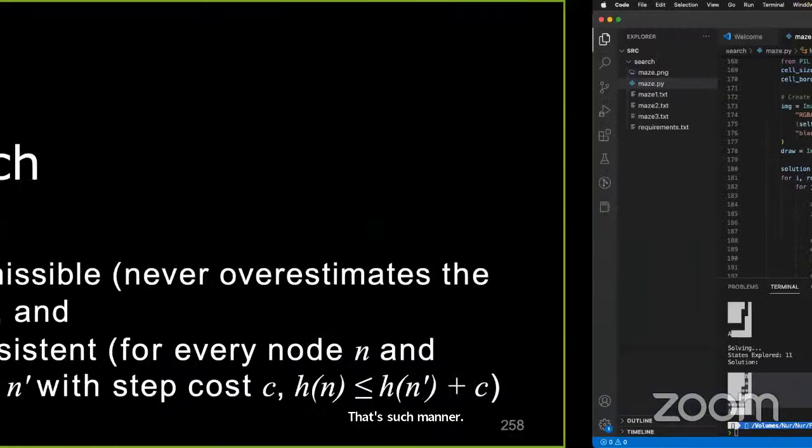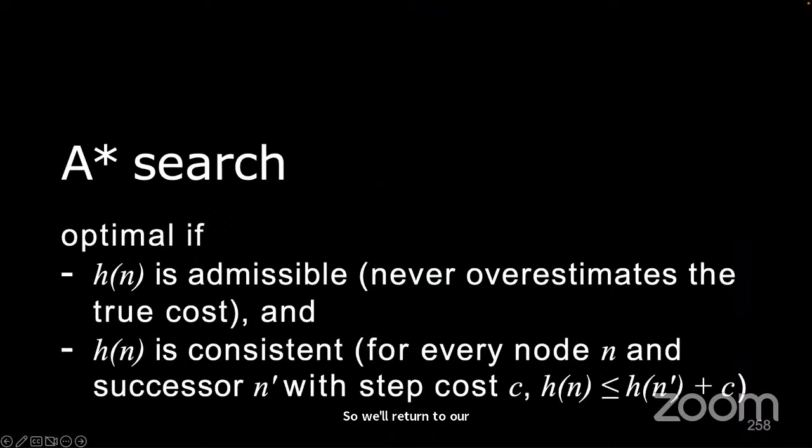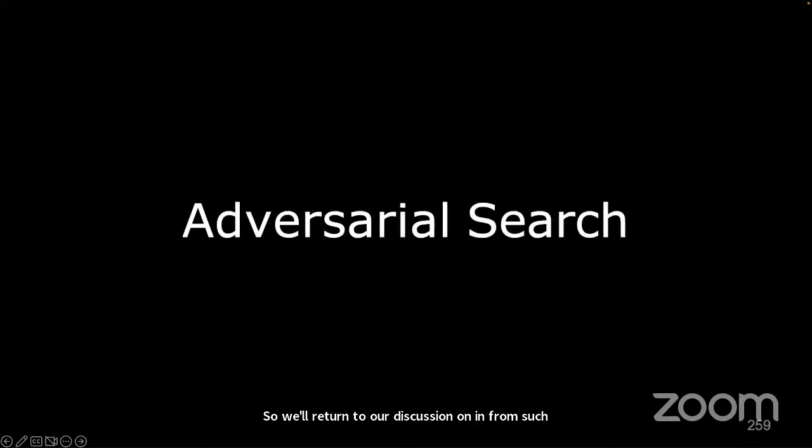So we'll return to our discussion on informed search algorithm. So far, we see the search problem where we have just one agent which is trying to find a solution for a particular problem. Now we'll see another type of search problem, which is known as adversarial search problem, where we have two types of agent. One agent is trying to achieve a thing, and the second agent is trying to achieve the reverse objective.